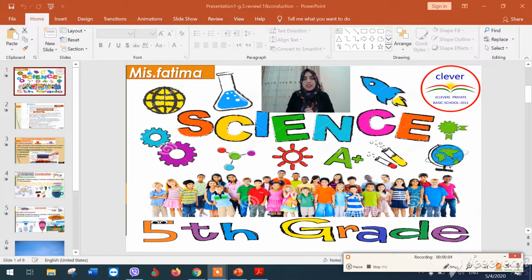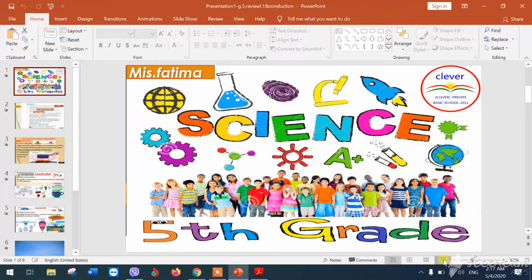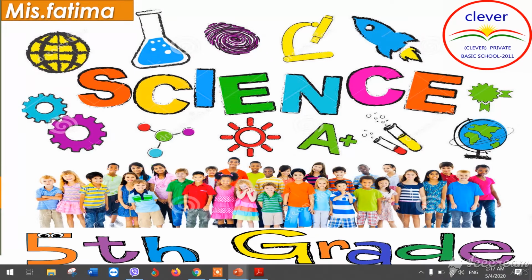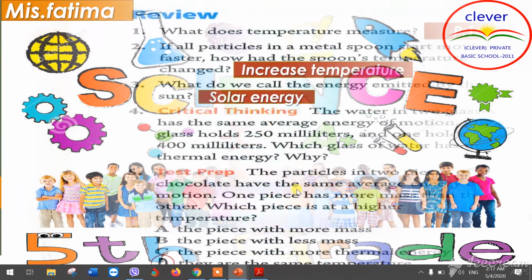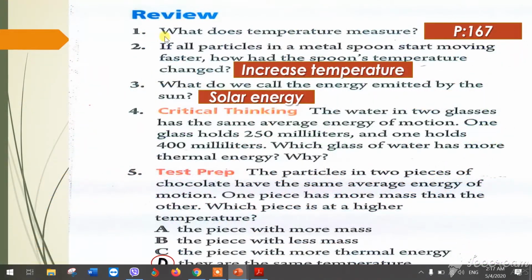My lovely students, today I want to solve these questions before starting the new lesson. Please open your book, page 169. Review, listen to number 1. What does temperature measure? The answer to this question, page 167: a measure of the average energy of motion of the particles in matter.